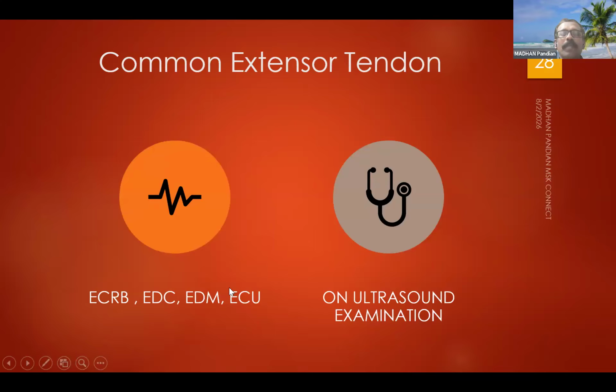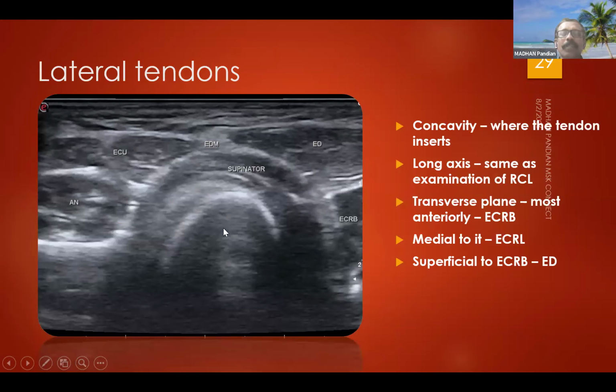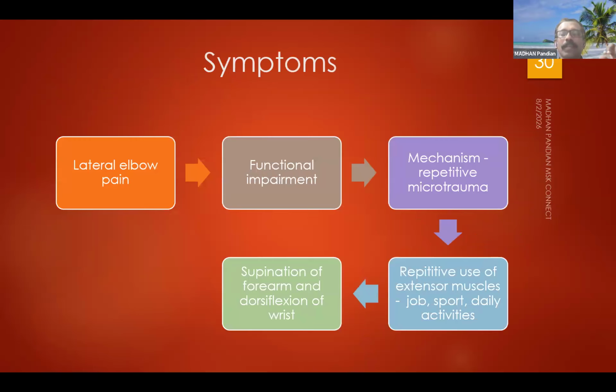The common extensor tendon is formed by these four tendons: ECRB, EDC, EDM, and the ECU. Why we need to know all these individual tendons is because you can actually see them on the short axis view of the common extensor tendon. This is the anconeus, the ECU, extensor carpi ulnaris, the EDM, that is the extensor digiti minimi, and this is the ECRB, which is by far the biggest tendon, right? So all these structures we need to identify when we look at the axial view of the tendon. So you can identify where exactly the tendinopathy or the tear lies by looking at the short axis view of the tendon.